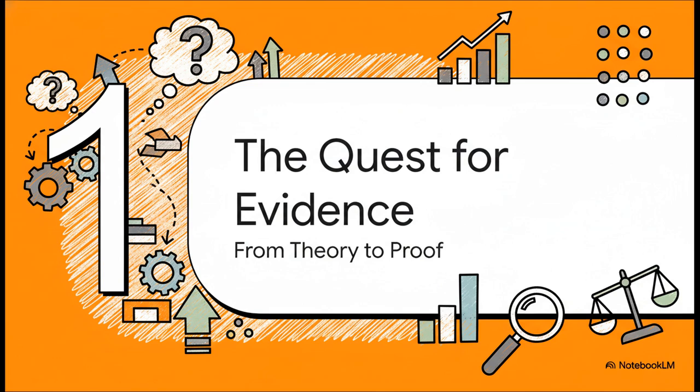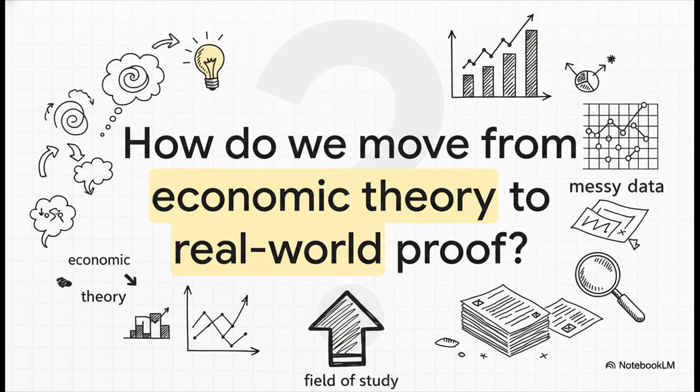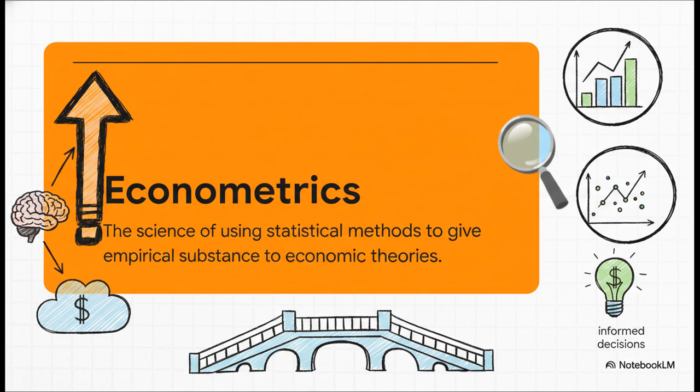You see, it's one thing to have a cool theory about how the world works, but it's another thing entirely to prove it. Right, so how do we take a neat idea from a textbook and test it against the messy, complicated real world? How do we use actual data to find out what's really driving things? Well, the answer is this field right here, econometrics. You can think of it as the essential bridge that connects abstract economic ideas to cold, hard data. It's what lets us move from just guessing to making smart, evidence-based decisions.